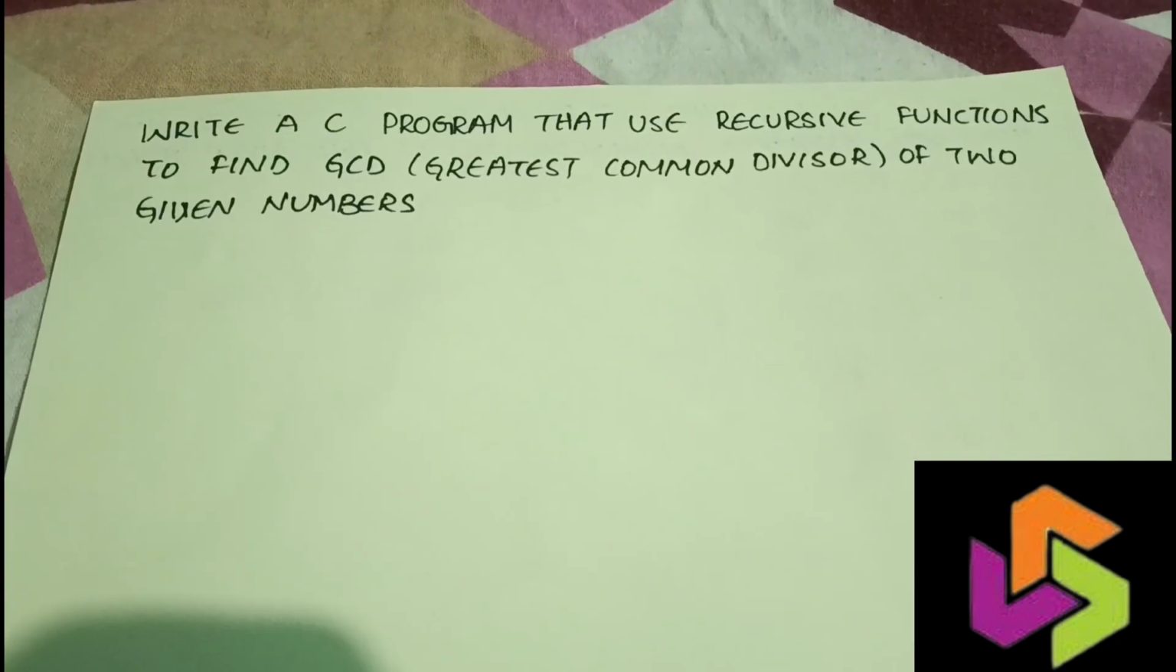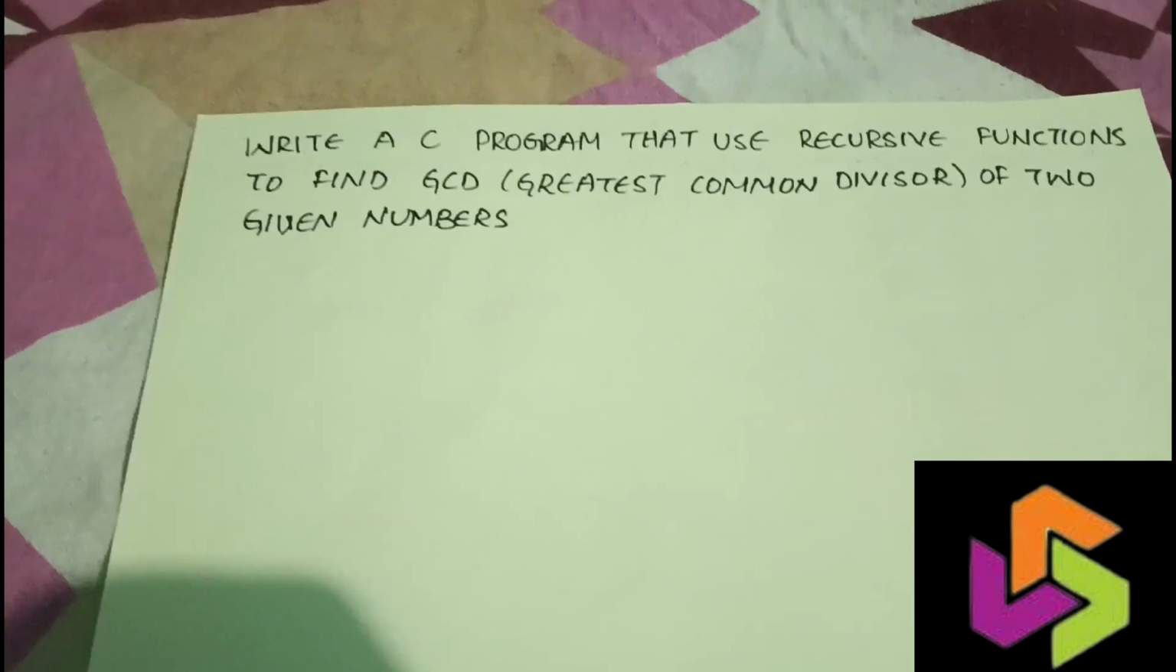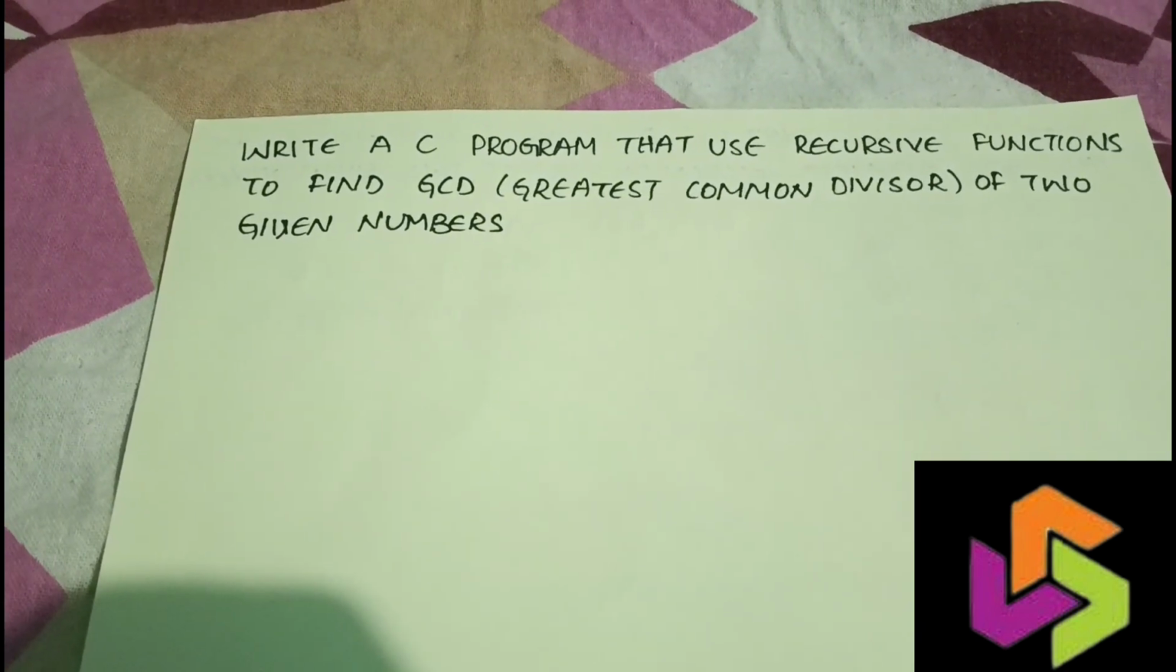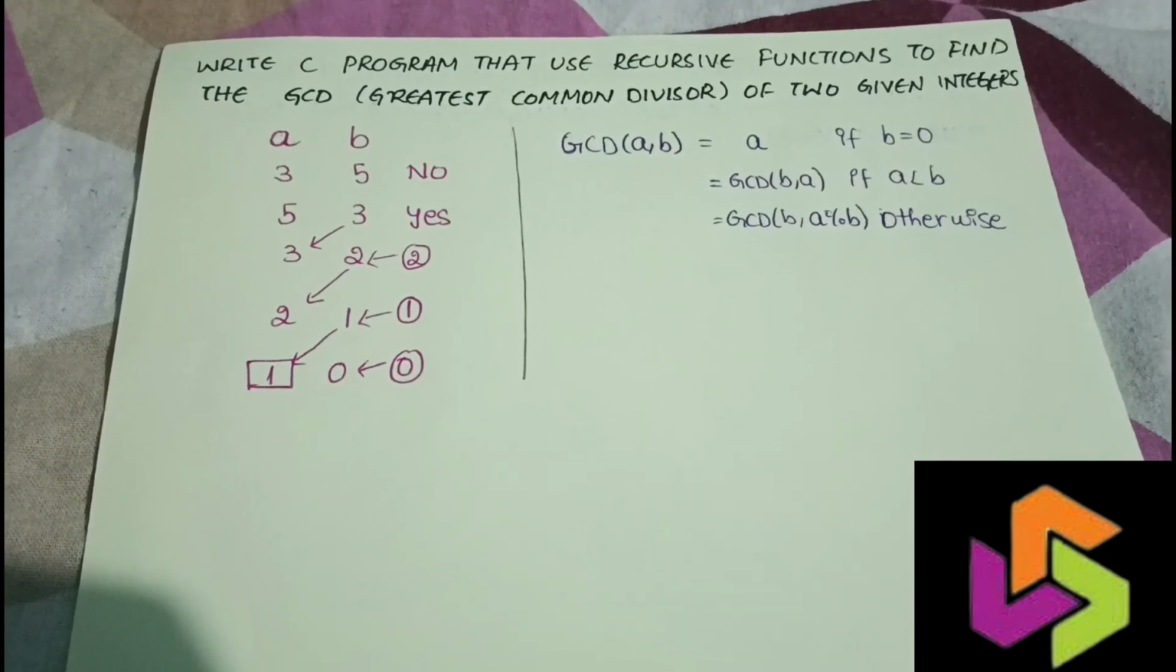In this video, I am going to explain and write the code for the given problem statement. The given problem statement is: write a C program that uses recursive functions to find the GCD, greatest common divisor, of two given numbers.